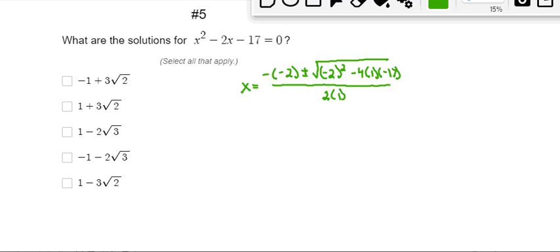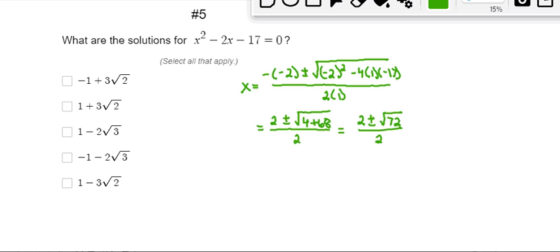2a. So x is going to equal 2 plus or minus the square root of 4 plus 68. Negative 4 times 1 is negative 4. Negative 4 times negative 17 is a positive 68. That is divided by 2. So we have 2 plus or minus the square root of 72 divided by 2.